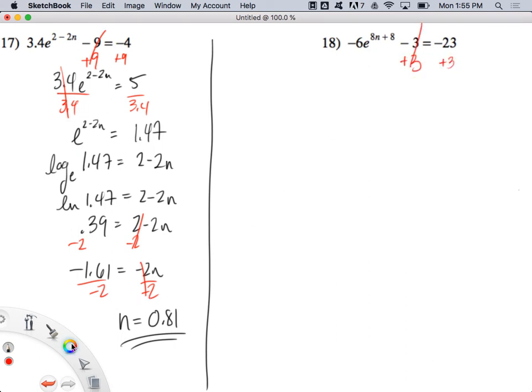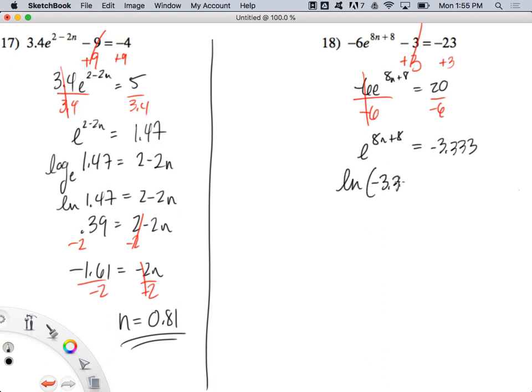Okay, first step, add 3. Negative 6e to the 8n plus 8 equals 20. Divide by negative 6. I end up with e to the 8n plus 8 equals 20 divided by negative 6, which is negative 3.3 repeating. So that's fine. Now change it to ln of negative 3.33 repeating equals 8n plus 8.